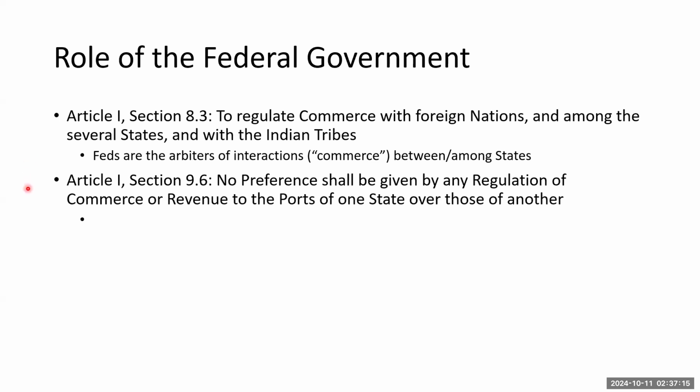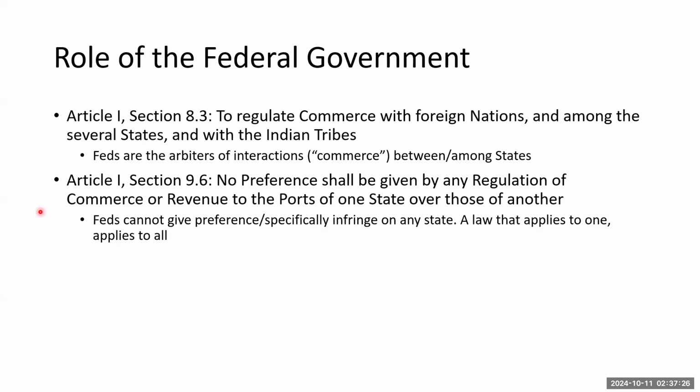Additionally, further on in Article 9, we've got that no preference shall be given by any regulation of commerce or revenue to the ports of one state over another state. Basically, no favoritism. So the federal government cannot pass some specific law saying, "California, your gas sucks, you must do this," and this law only applies to California. Can't do that. If the federal government is going to make some law, it has to apply to all of the states. It can't pick and choose.